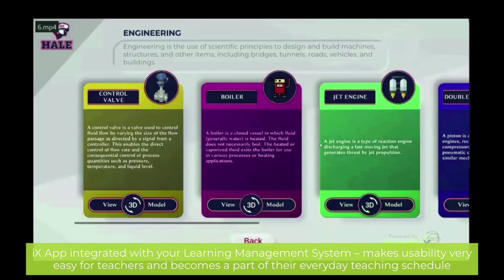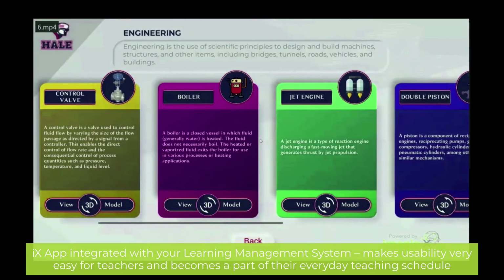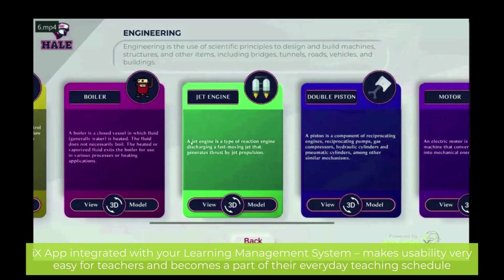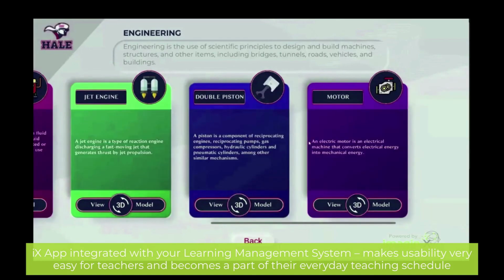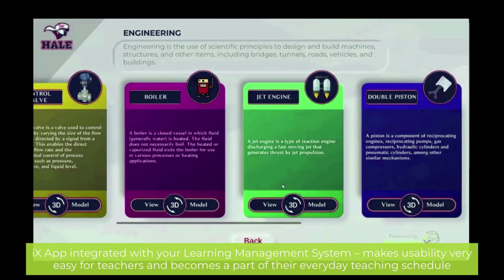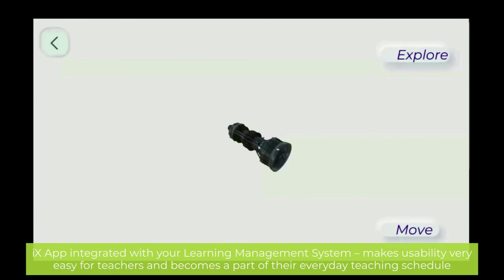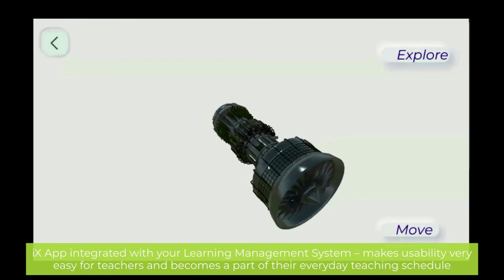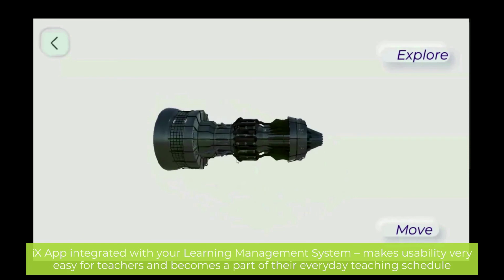When students log into the app, they will see a list of models that every teacher has enabled based on the classes that they're signed up for. This student has access to the engineering section and is now viewing the jet engine. Like before, they are able to view the engine, explore each of its pieces, and label every individual part.